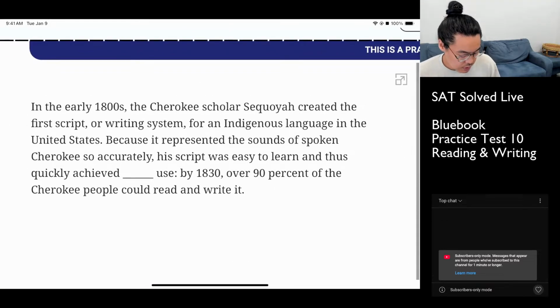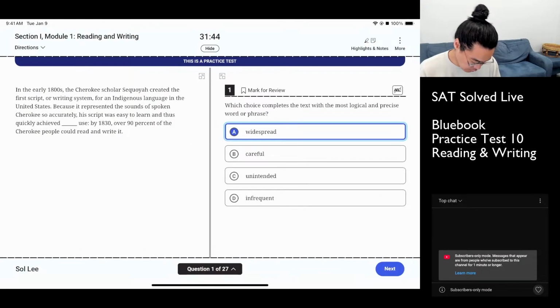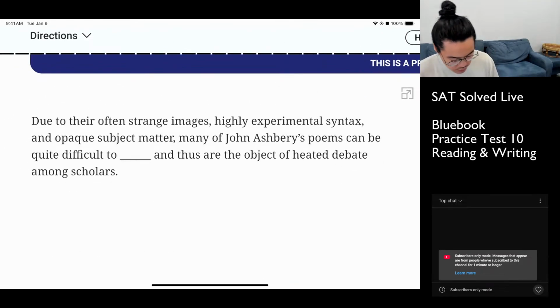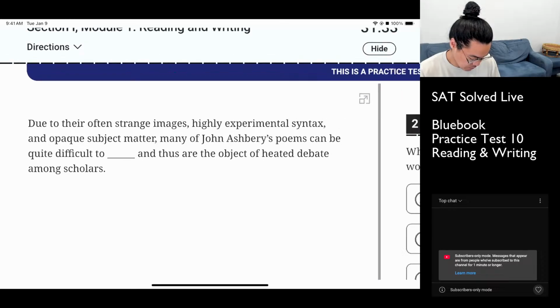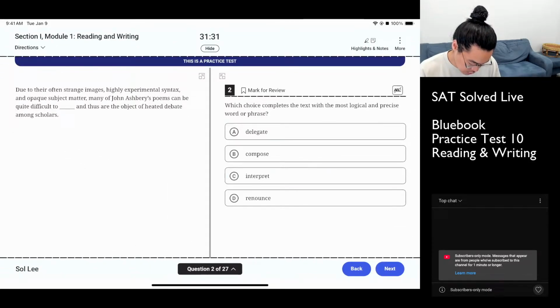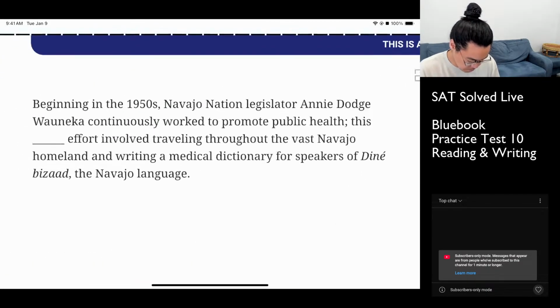The Cherokee scholar Sequoia created a script, accurate, easy to learn, with widespread use because many people could read and write it. Okay. Due to their strange and experimental nature, opaqueness, difficult to understand. And so interpret, so that is C.